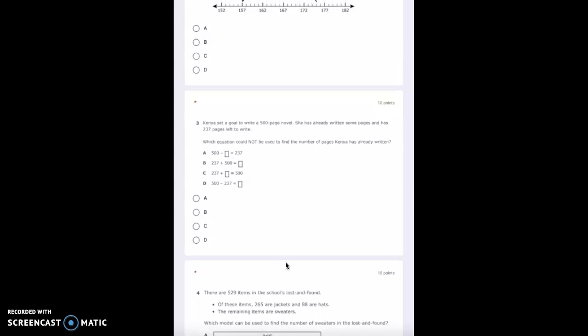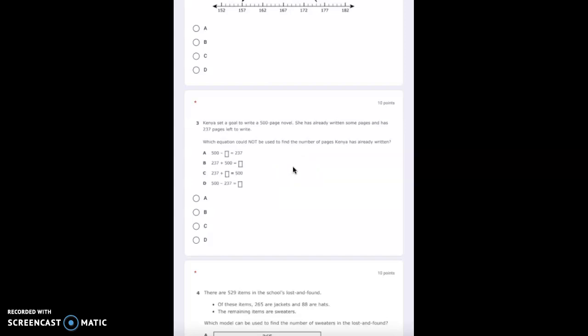Number 3. Kenya set a goal to write a 500-page novel. She has already written some pages and has 237 pages left to write. Which equation could not be used to find the number of pages Kenya has already written?